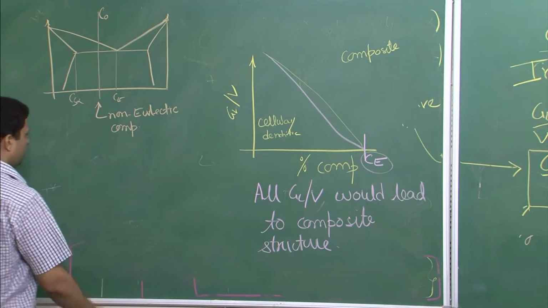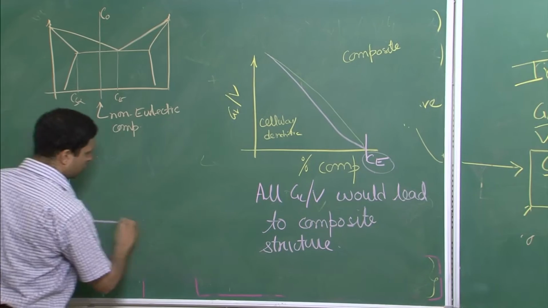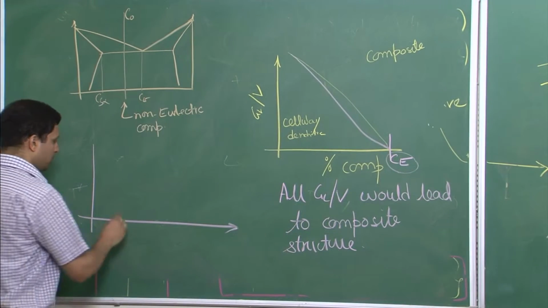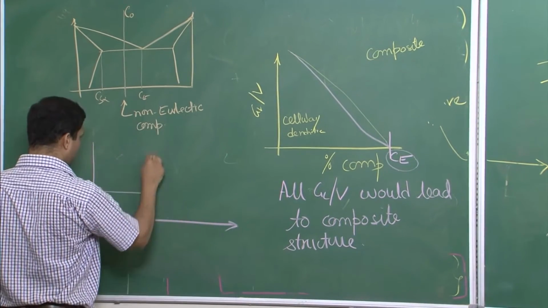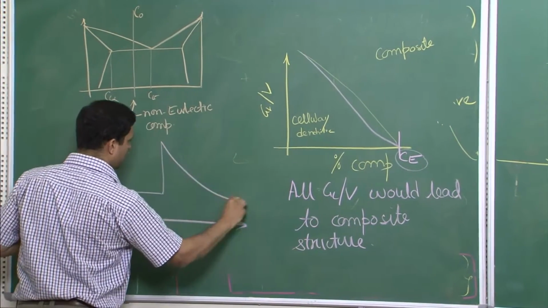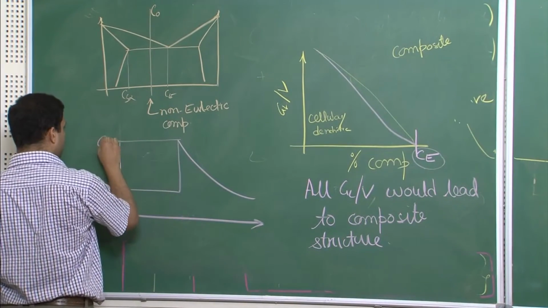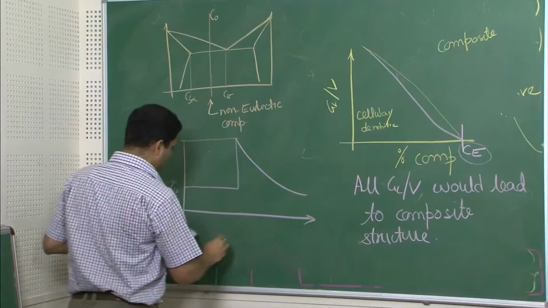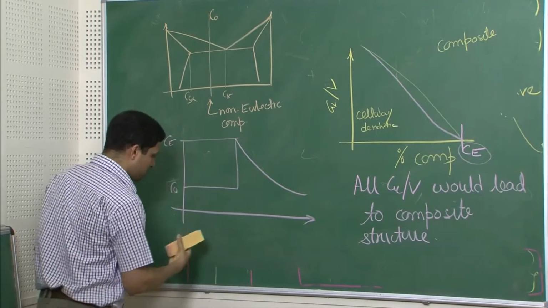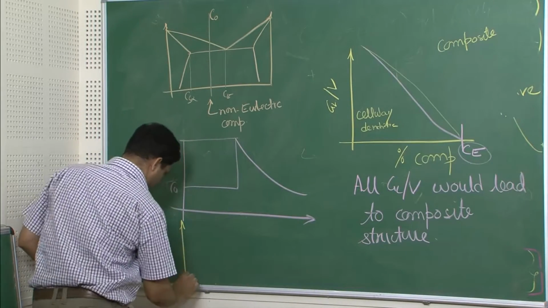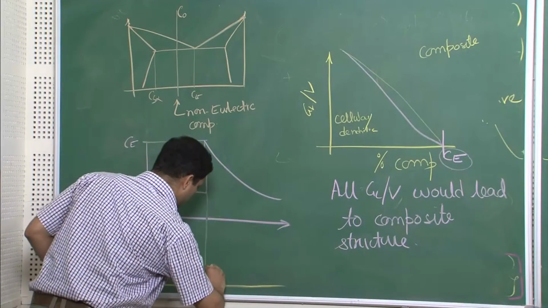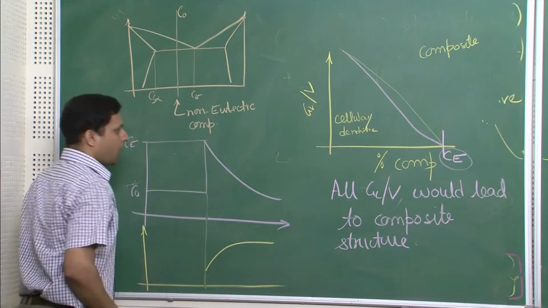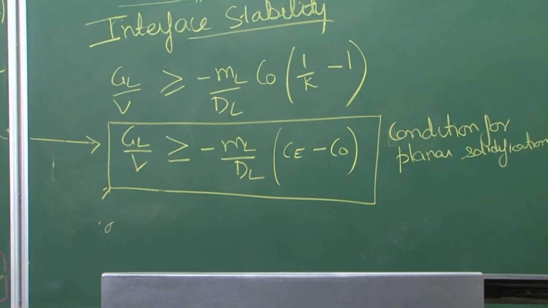And if we were to plot this to show the condition for thermal stability, this will be your C naught solid, and this is how your liquid composition is varying. Somewhere over here you have CE, and corresponding to that you will have the liquidus temperature. So we are looking at the liquidus temperature over here. The liquidus temperature varies like this, and the GL that we are talking about over here is this critical value.